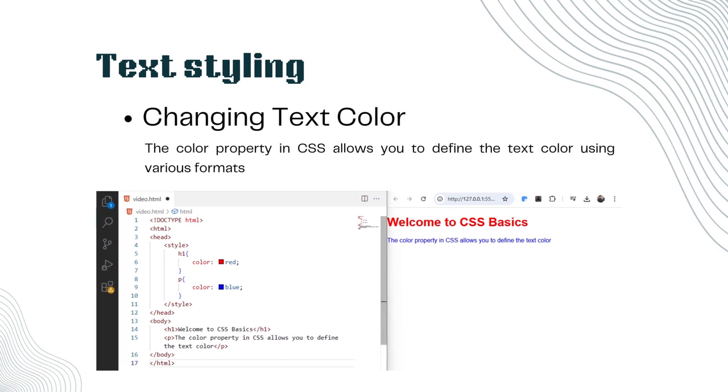Changing text color. The color property in CSS allows you to define the text color using various formats like named colors, red, blue, hex codes, RGB values, or HSL values. This property is often used to differentiate text elements, enhance readability, or match the website's theme. For example, a heading can be styled in red, while a paragraph can use a shade of blue. By combining text color with other styling properties, you can create visually appealing and consistent designs.